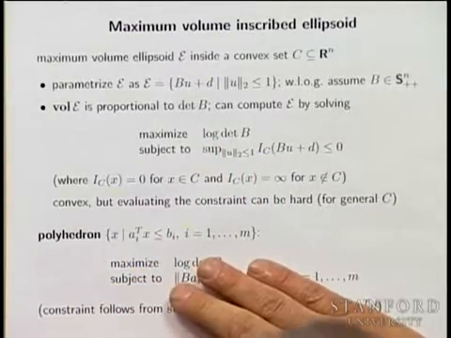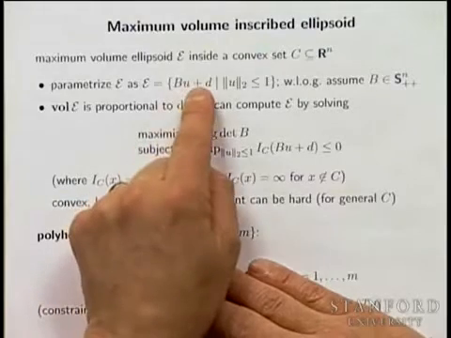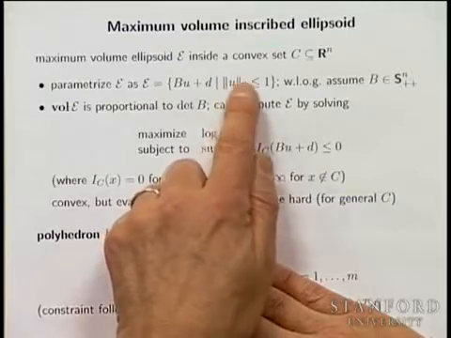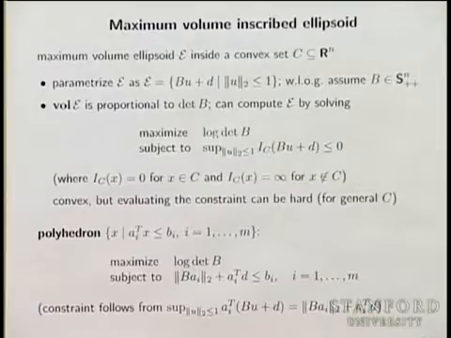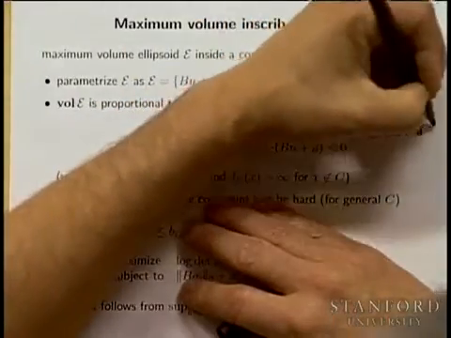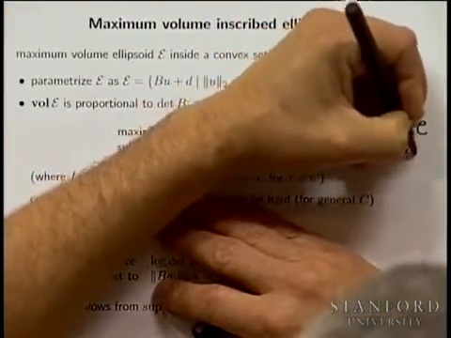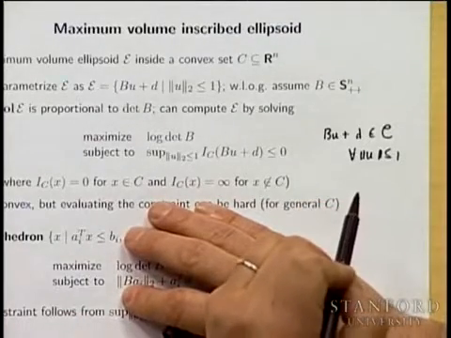And what this says is, there's another way to say this. It basically says that the sup over U, over the norm ball of BU plus D is in C. So that's another way to say it. And if you want the semi-infinite representation, you would write BU plus D is in C for all norm U less than 1. Now we know, by the way, that is a convex constraint on B and D.